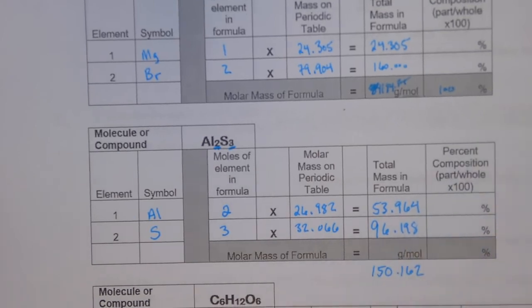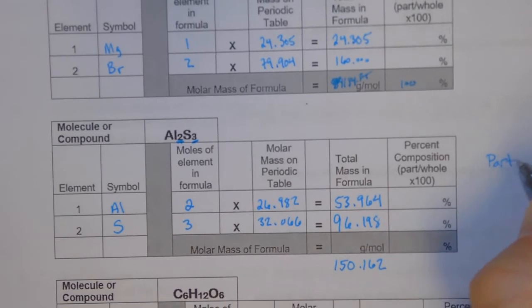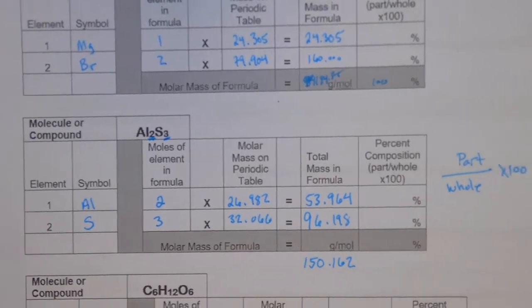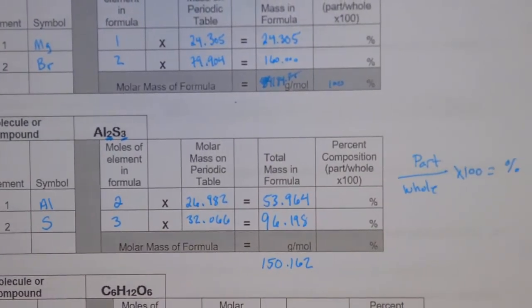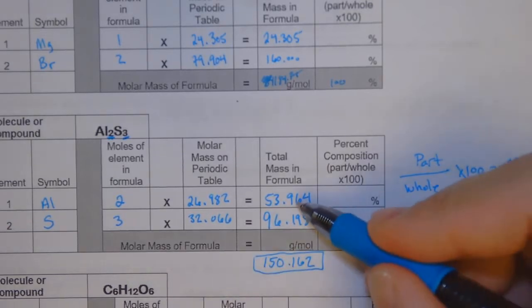So when I add 53.964, I should get 150.162. A percent of anything is always the part over the whole multiplied by 100, and that should give you a percent. All right, so here is your whole number. That's what the entire compound is made of, and here are each one of your parts.